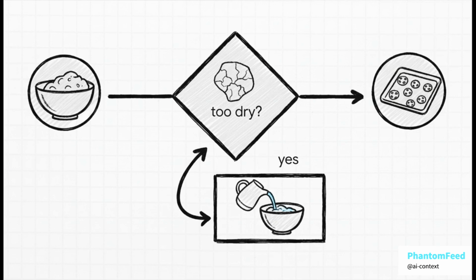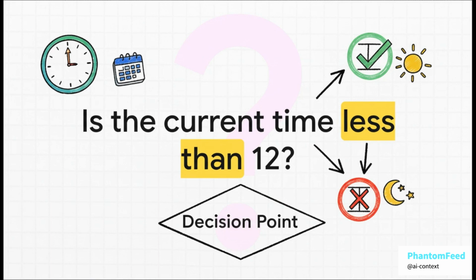If the answer is yes, then we do something, like add water. It's all about making choices and repeating tasks based on certain conditions. So let's look at a super simple decision. Our program can ask a question that has a clear yes or no answer.